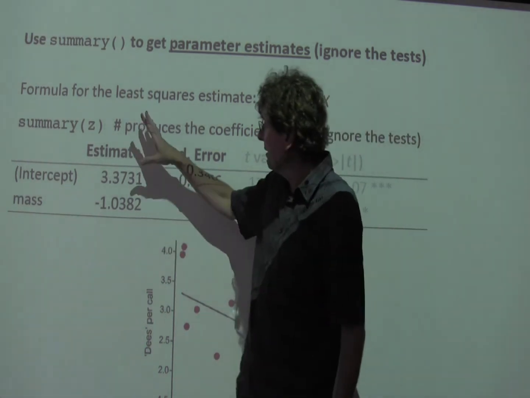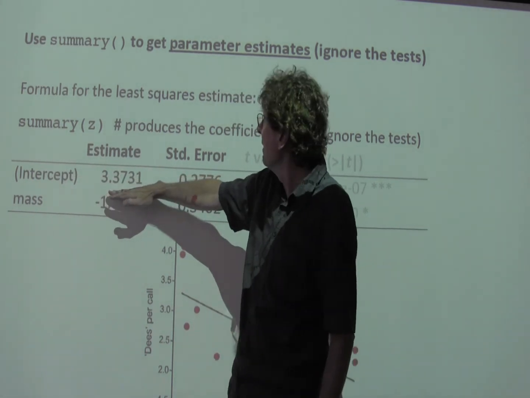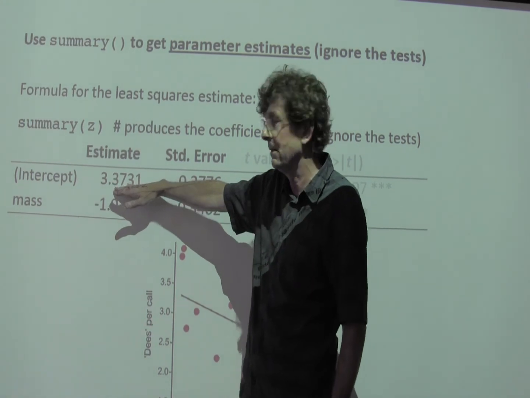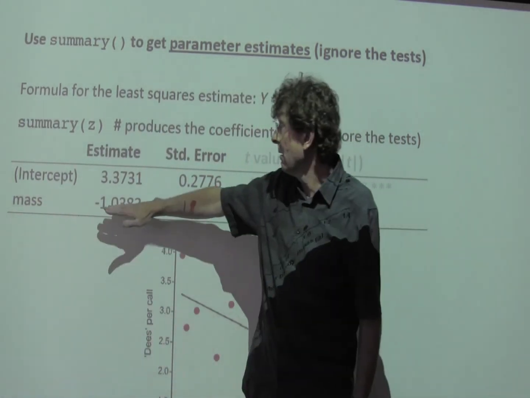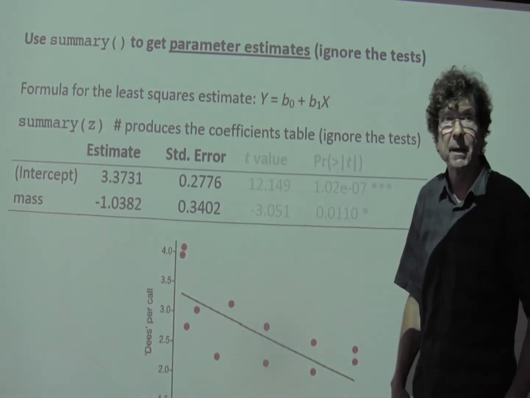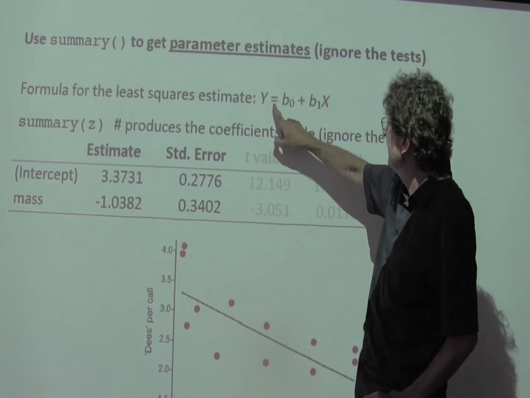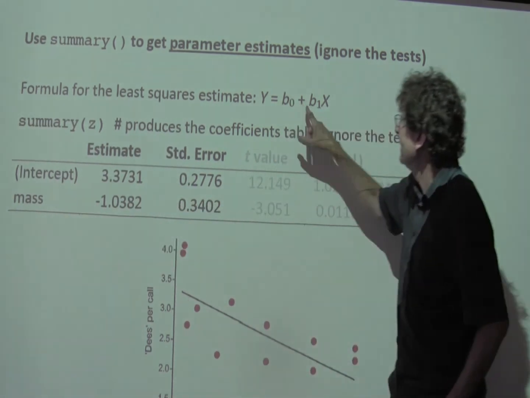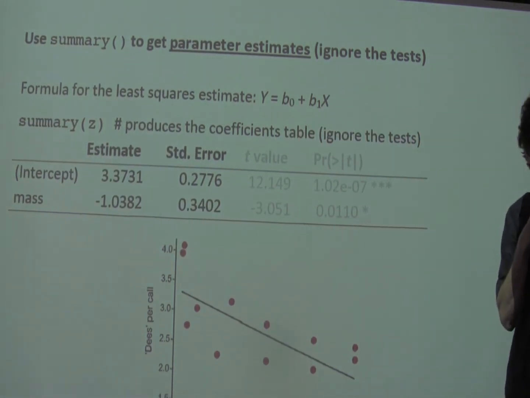So the way R lays out the estimate is that first it gives you the intercept, and that's the estimate of beta 0, B0. And mass is the X variable. The coefficient associated with mass is the slope, so in this case, beta 1. So D's equals intercept plus beta 1 times mass, so X is mass. Does that make sense?